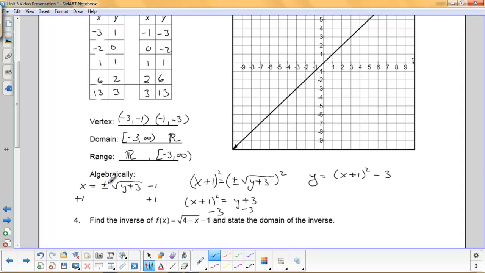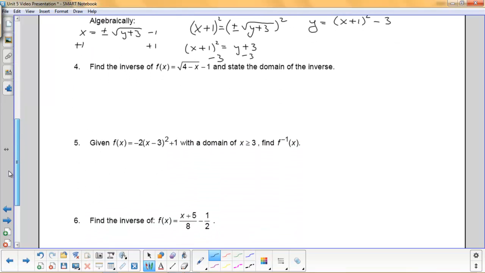Now, because there is no restriction on the original, that's the plus or minus part, there will be no restriction on its inverse. Now, that's not going to be the case for these next two problems, so pay attention very closely. All right, question number 4. It says, find the inverse and state the domain of the inverse. Well, the domain of the inverse is restricted because the inverse is a parabola and the original is a square root, so we're going to have to figure out what that is by looking at it algebraically.